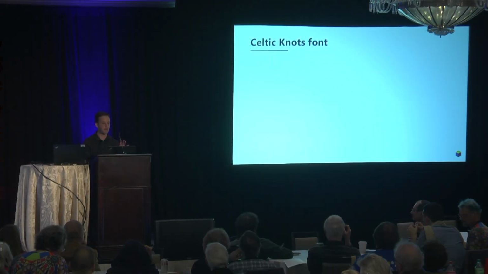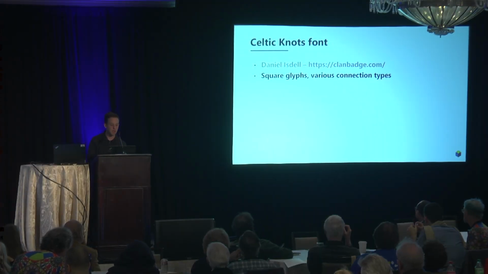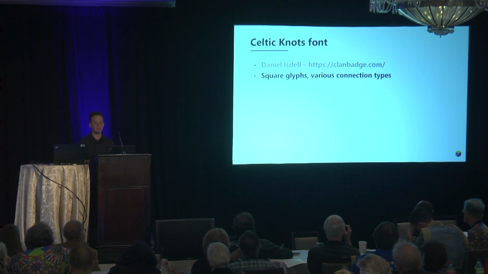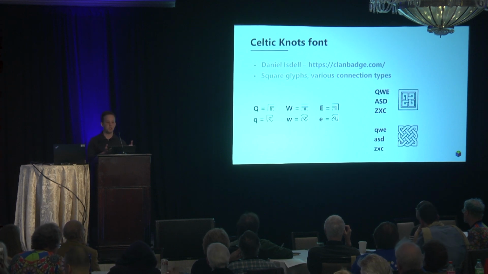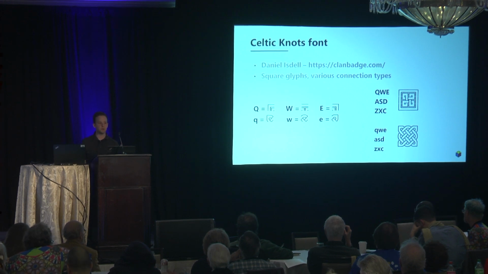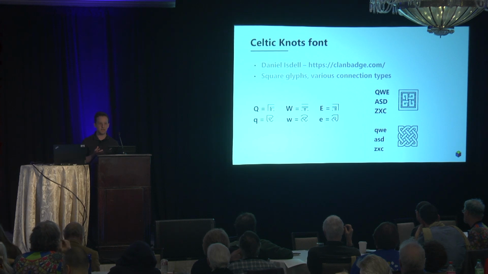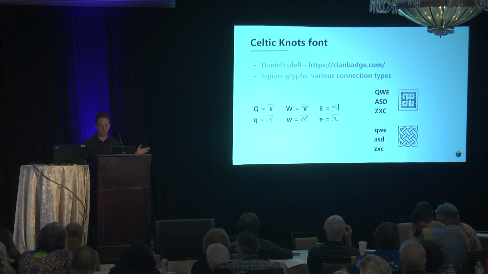So my very good friend John Hachet sent me this Celtic knot font a few years ago, created by somebody named Daniel Isdell. It's made of square glyphs that have various connection types, just like the ones you see right here. So here's capital QWE, as well as the lowercase counterparts. If you put various glyphs in this font together, you can make pretty aesthetically pleasing things like you see on the right-hand side here. So I wanted to do this automatically.